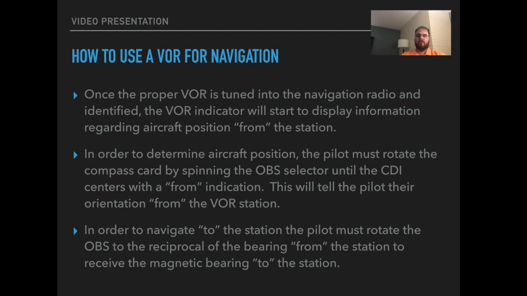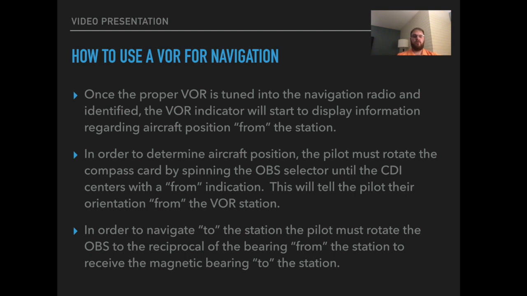Once the proper VOR is tuned into the navigational radio and identified, the VOR will start to display information regarding aircraft position from the station. In order to determine the aircraft's position, the pilot must rotate the compass card by spinning the OBS selector until the CDI centers with a from indication. This will tell the pilot their orientation from the VOR station.